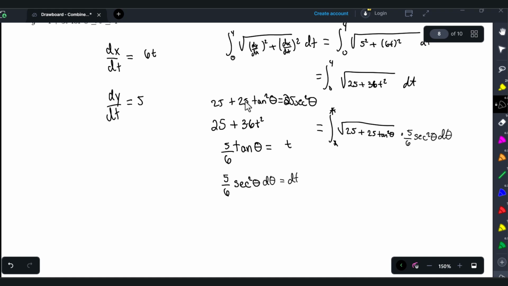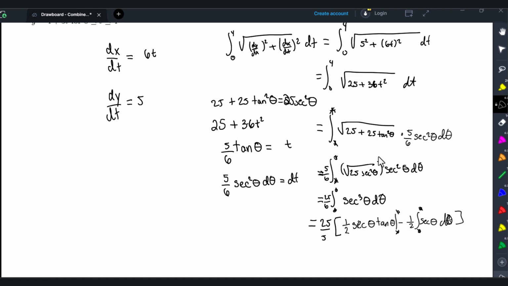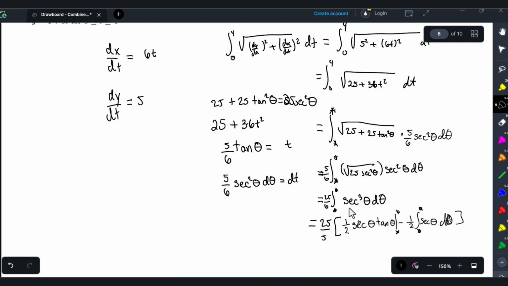And we use that trig identity over here so that we can replace this sum of squares with a 25 secant squared theta. Applying the square root, the 25 becomes a 5, and the secant squared just becomes a secant. And now we hope to integrate secant cubed theta. So we use the reduction of order formula for the secant, which has power cubed, so you can reduce the order. It looks like this.